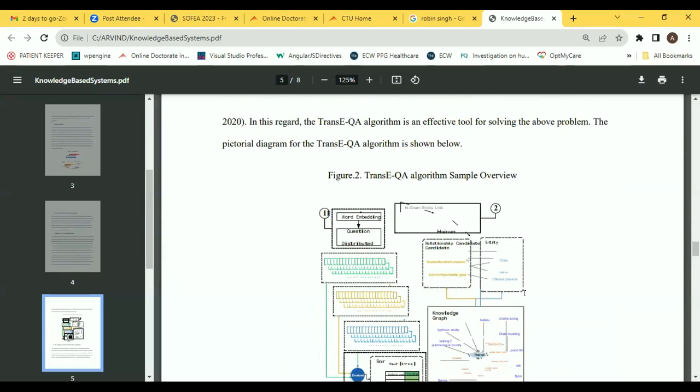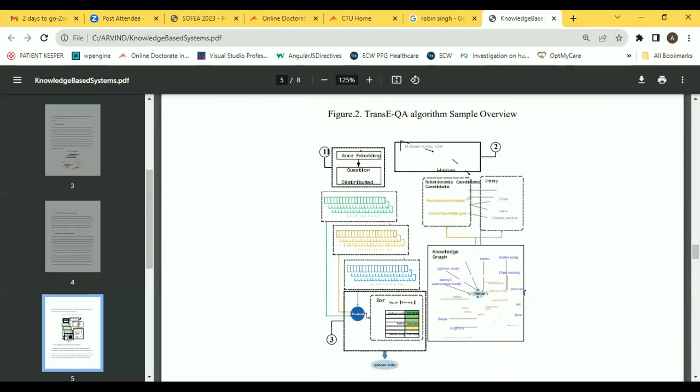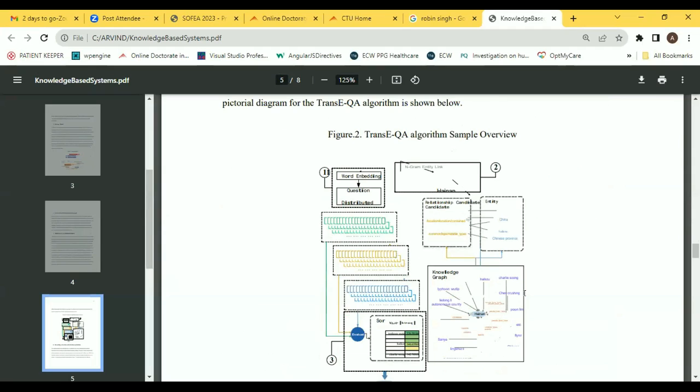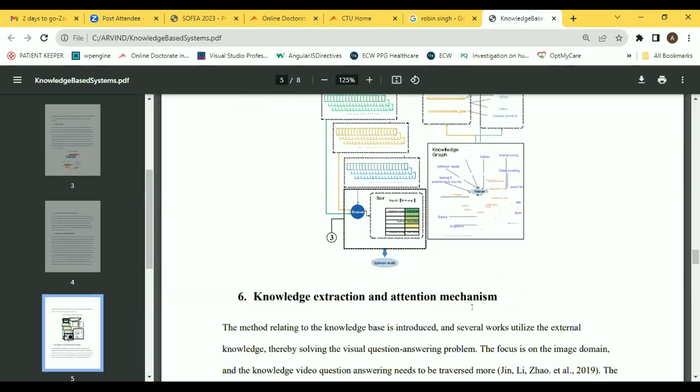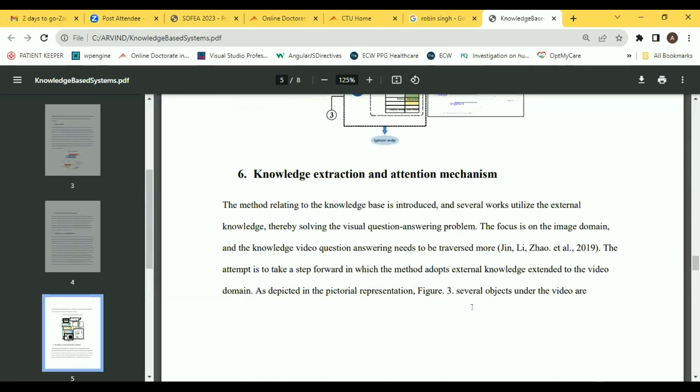And then below is a diagrammatic representation where the knowledge graph, and then the relationship candidate, and then the word embedding, the question is distributed or shown.